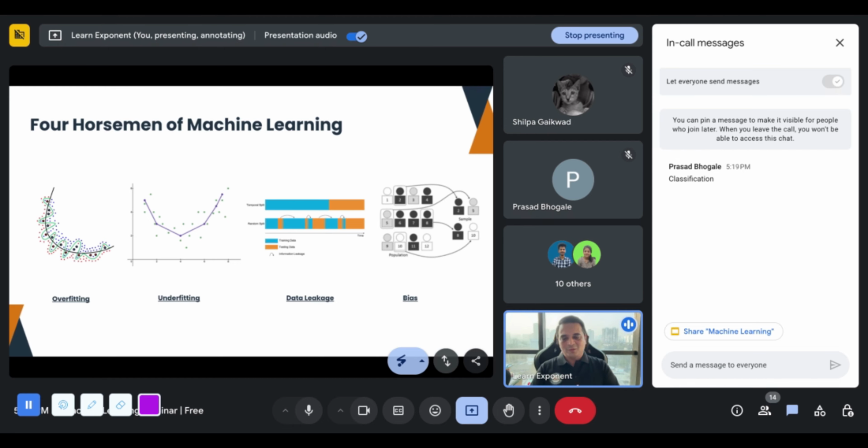So again, just to reiterate, the four horsemen of machine learning that we have to avoid are overfitting, underfitting, data leakage, and biases.